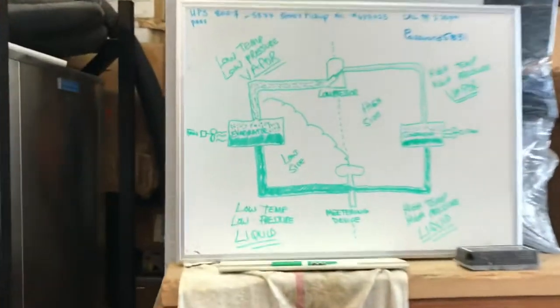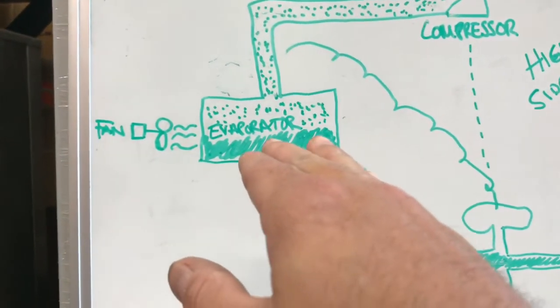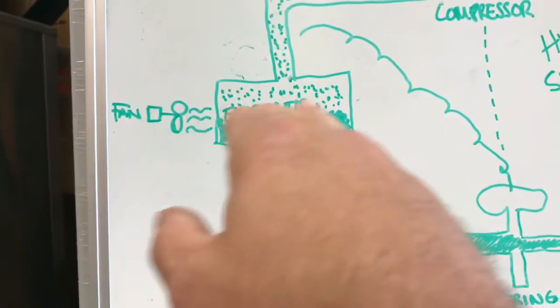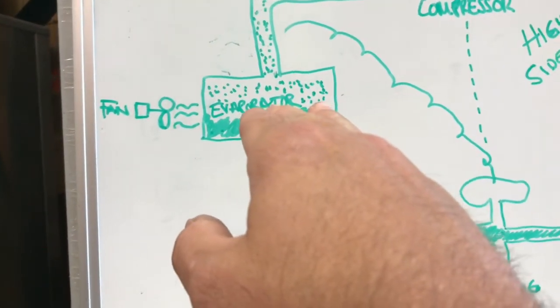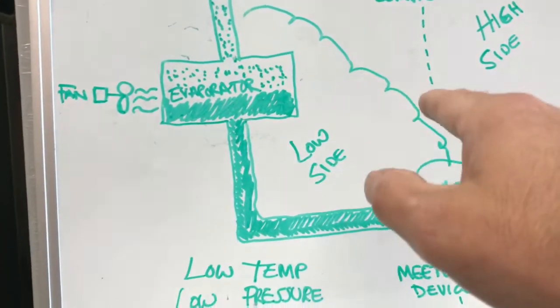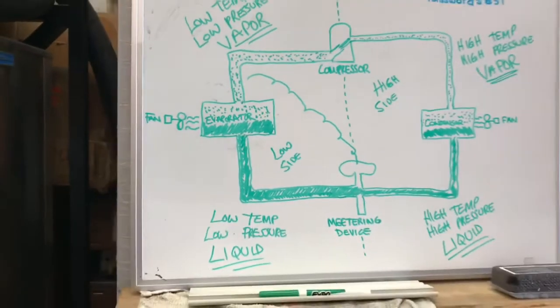Over here, for air conditioning, you're blowing air over the evaporator, and the refrigerant is picking up the heat that's in that air, so that whatever air goes through it is colder by the time it comes out. And that's the air that goes through the ductwork in your house to make your house cold.